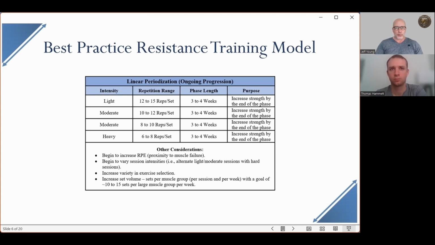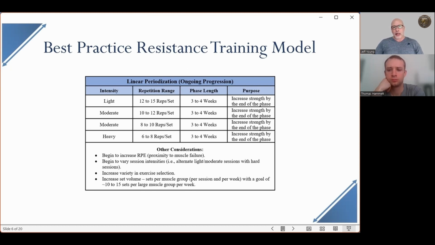If you look at the bullet points down at the bottom, some of those goals may be to increase variety, like you just talked about. Maybe we do start to add another exercise or two to the muscle groups. Maybe we also want to start to increase, at least in some of the sessions, how close that person goes to muscle failure. But the main thing that you don't want to lose sight of as a coach is that last column there, which says that you want to increase strength by the end of the phase.